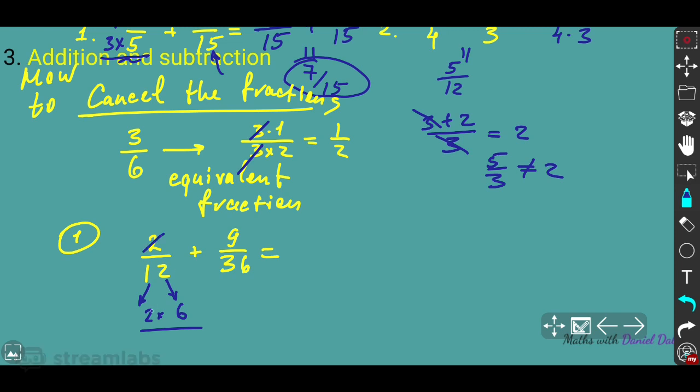And now we can cancel 2 and 2 here. So instead of 2 over 12, we'll get 1 over 6. And the right fraction, when we're adding, we'll get not 9 over 36, but 1 over 4, because 36 in the same manner is 4 times 9. And that's why 9 and 9 will be canceled, leaving you with 1 over 4. And now we just simply do the same. So we multiply by 4 here and by 6 here.